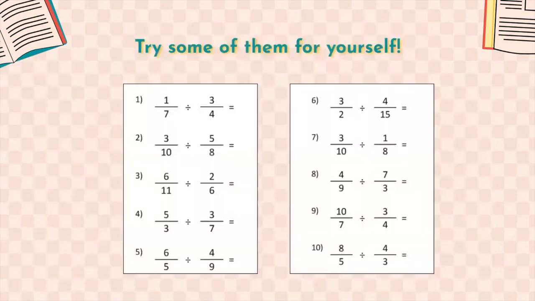Now let's try some for yourself. Let's look at the first example. We have 1 over 7 divided by 3 over 4. We keep the first fraction, we change the sign to a multiplication sign, and we find the reciprocal of the second fraction. The reciprocal is 4 over 3. So the product would be 4 over 21, which cannot be further simplified.